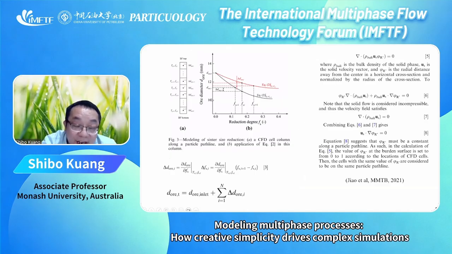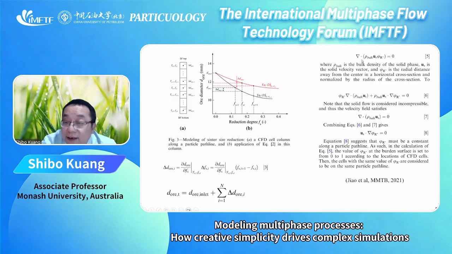So the correlation we just introduced cannot be used as it is expressed as a function of initial particle size. To solve this issue, we differentiate the correlation, and then we calculate the particle size change in each cell, and then integrate it to determine the particle size. In this way, we can use the experimental measurements to simulate particle size. However, in this simulation, we still needed to track particles to obtain the particle trajectory.